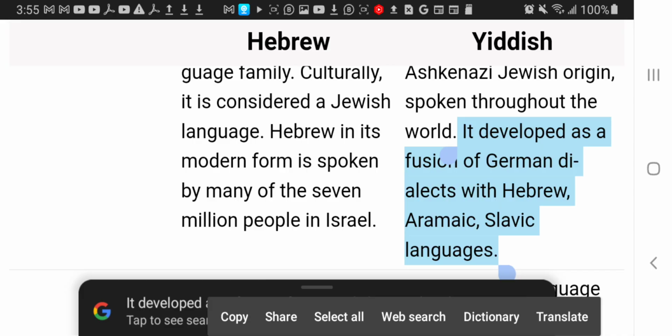And we already showed and proved that the modern term for slave comes from the ancient word Slav. And the Eastern European countries were the Slavic, the Slavic-speaking countries.